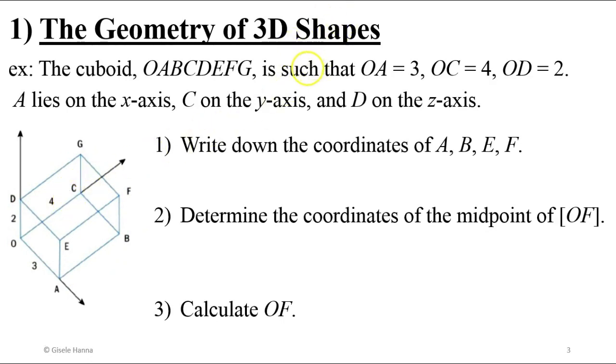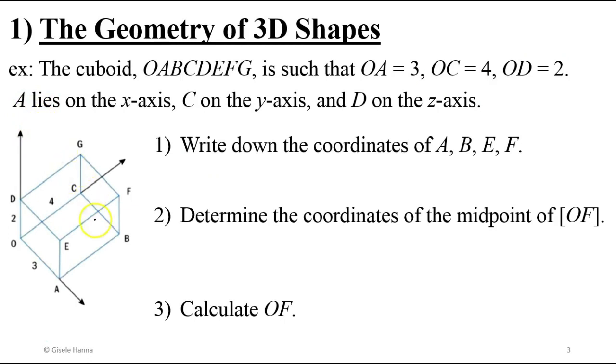Okay, so over here we have the cuboid OABCDFG, over which we have introduced an orthonormal system where O is at the origin of the system, and we have distances OA, OC, and OD equal to 3, 4, and 2. You can see this as indicated on the figure.